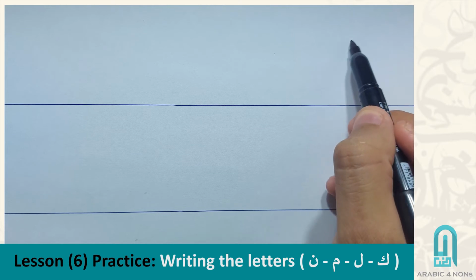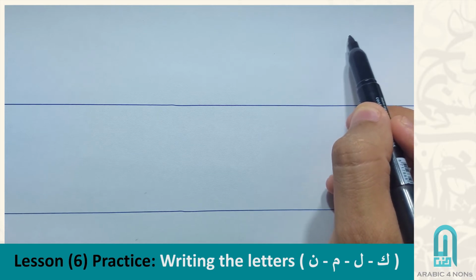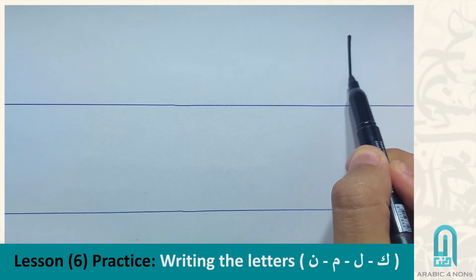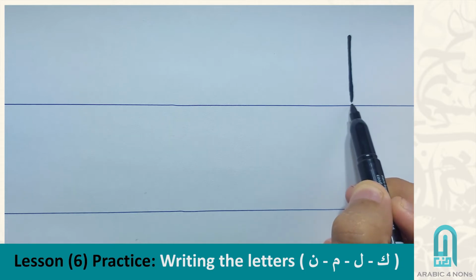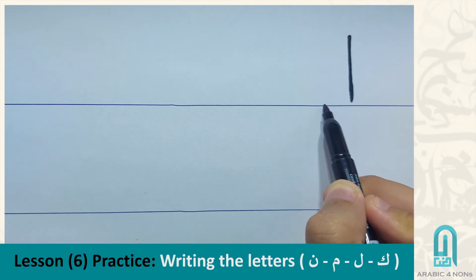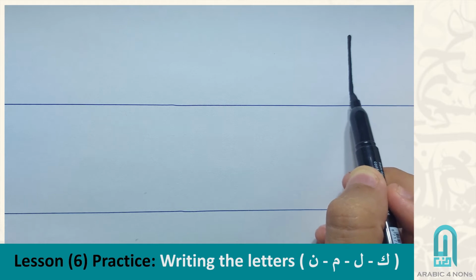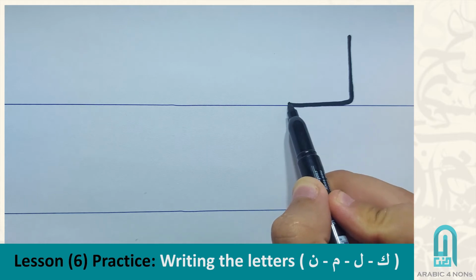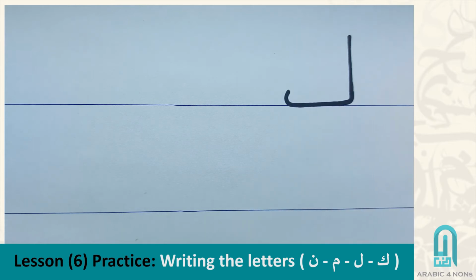Let me do this step first. I will start from up to down, a straight vertical line down. When I reach here, I will do a boat. You know our boat, right? Like this. This is the body of the first letter in this lesson.